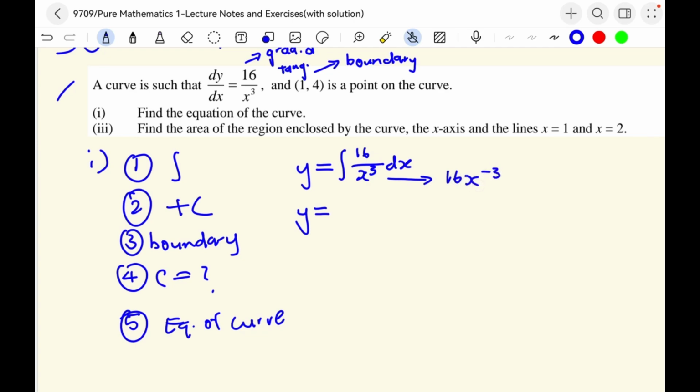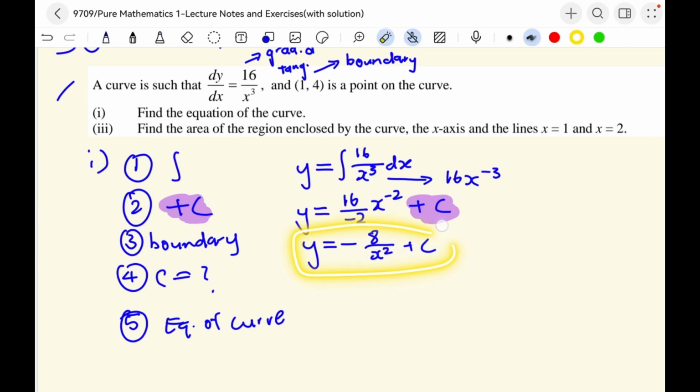So, negative 3 plus 1 is negative 2. 16 over negative 2, x to the negative 2, plus c. I highlight it over here, plus c. So 16 over negative 2, which you will get what? Negative 8. For me, I write it back: plus c.